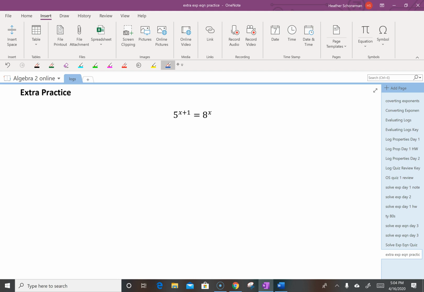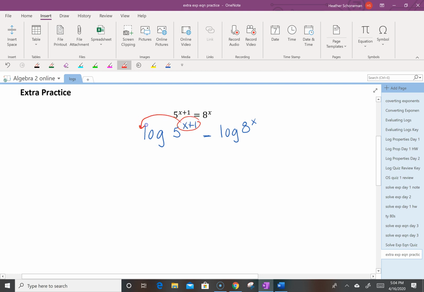And so what we do is we first take the log of both sides, and it's the log base 10, so when it's base 10, you do not need to write the base. So I'm going to have log 5 to the x plus 1 on one side and log 8 to the x. Okay. Then I'm going to take this exponent and move it out in front. I'm doing that using my properties of logs. So when I do that, the x plus 1 is going to come in front, and then I have times the log of 5 equals x times the log of 8.